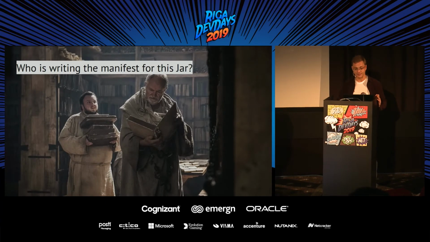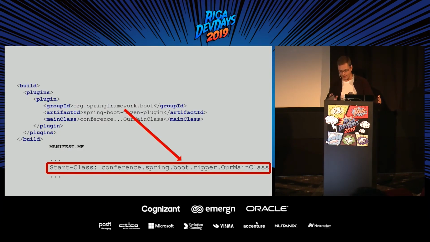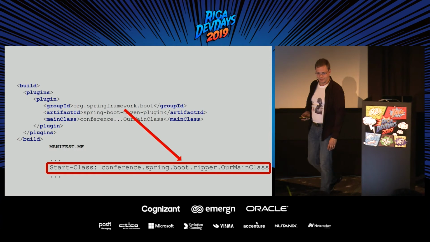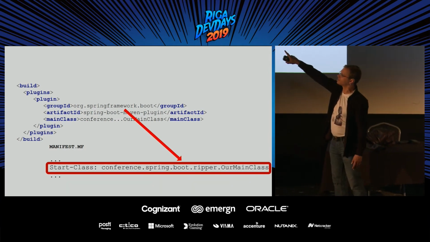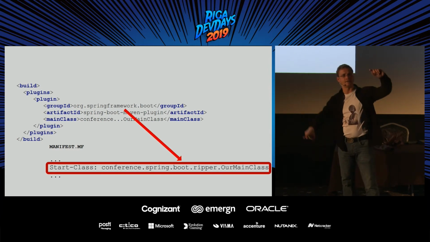Who is writing the manifest? It's the same Spring Boot Maven plugin, and we can help this plugin. We can explain the main class. You see, there is a block of configuration. By the way, it's a mistake here. The main class should be inside the configuration block.